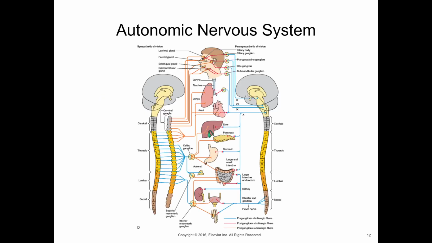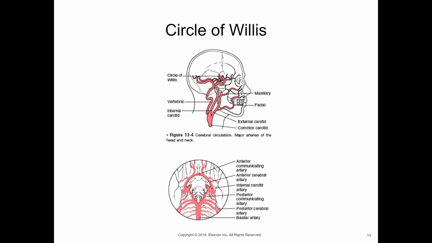So this just shows here the autonomic nervous system. It primarily affects glandular organs. As you can see here, your circle of Willis, as we were talking about, your internal carotid artery comes up and is going to terminate as your middle cerebral artery.